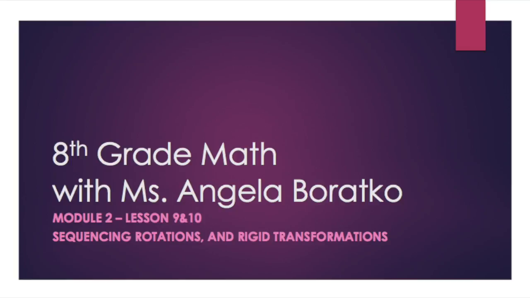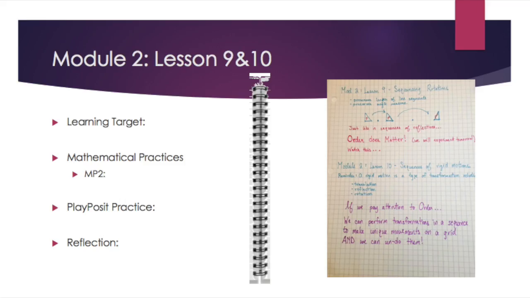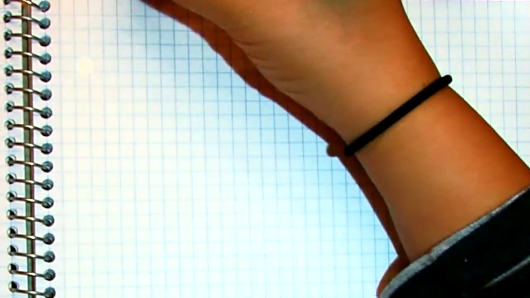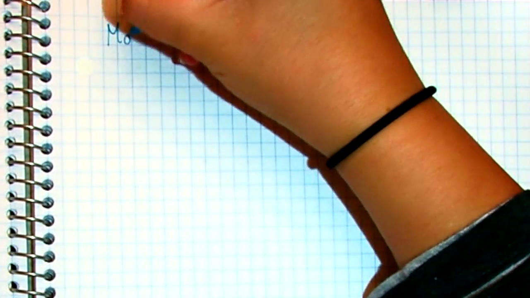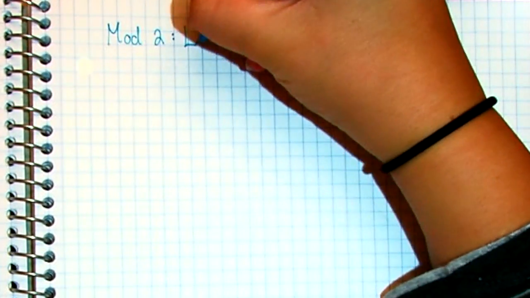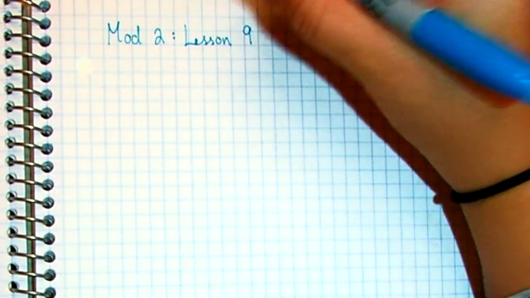Today we're looking at Module 2, Lessons 9 and 10, Sequencing Rotations and Rigid Transformations. Don't forget to set up your notebook appropriately. And let's start with our title. So we are still in Module 2, and we're going to look at Lesson 9.